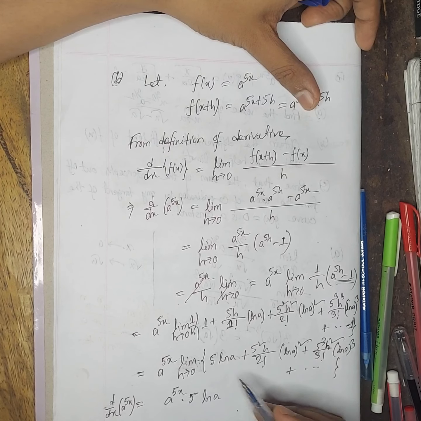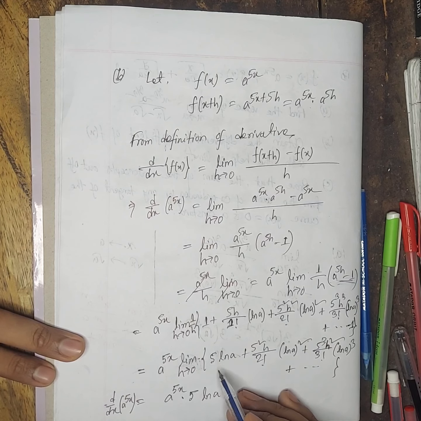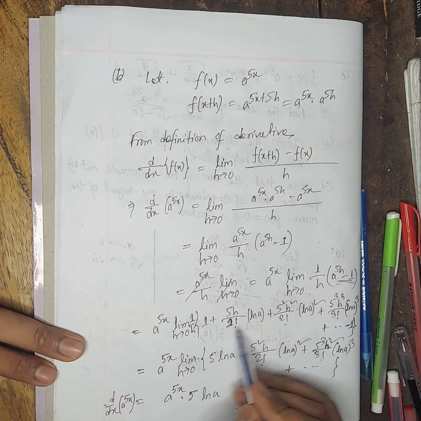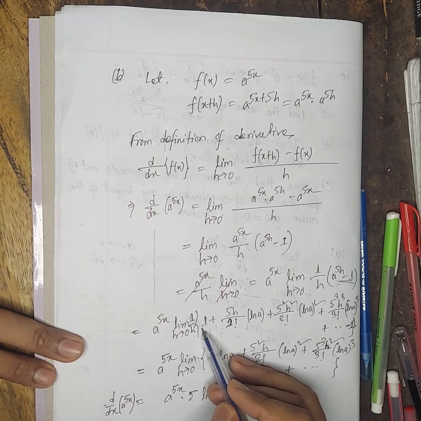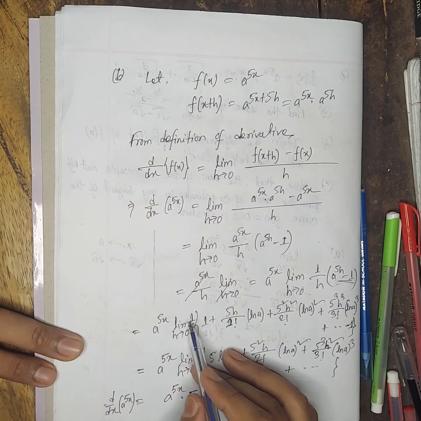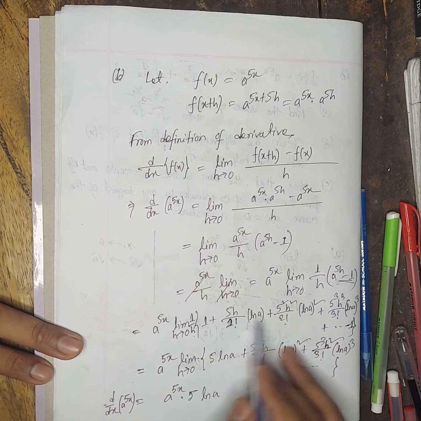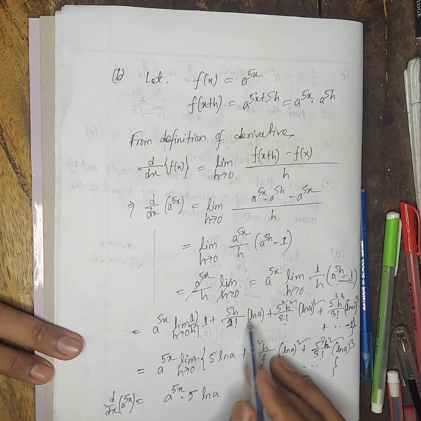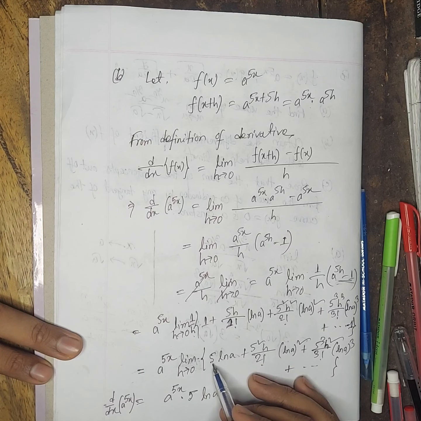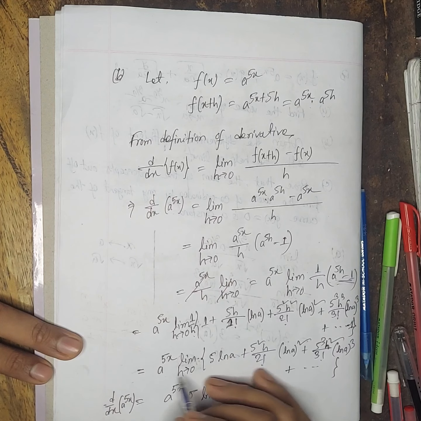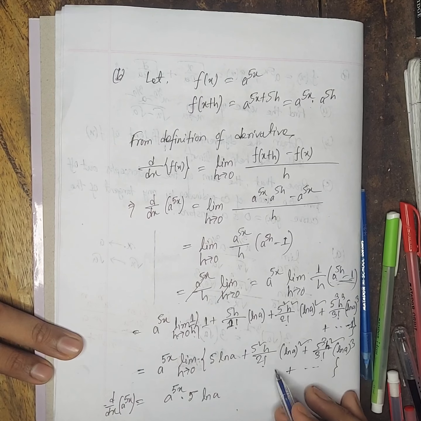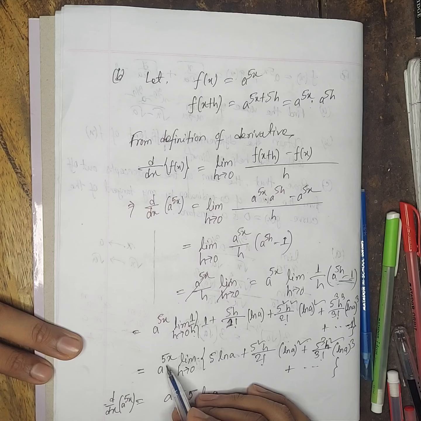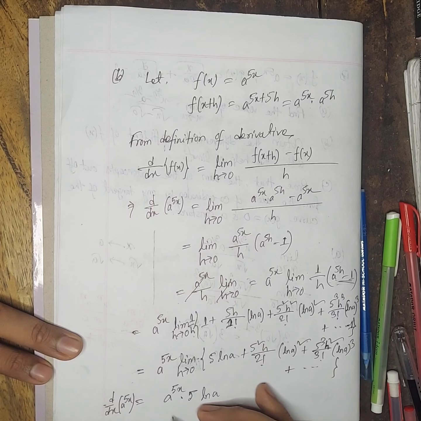Then if we multiply 1 by h with each of these terms, first we have to cancel this 1 and minus 1. Then we multiply each term by 1 by h. From the first term the remaining is only 5 ln a. Since h tends to 0, all the other terms will be 0, and the remaining part is a to the power 5x times 5 ln a. Okay, this is our answer.